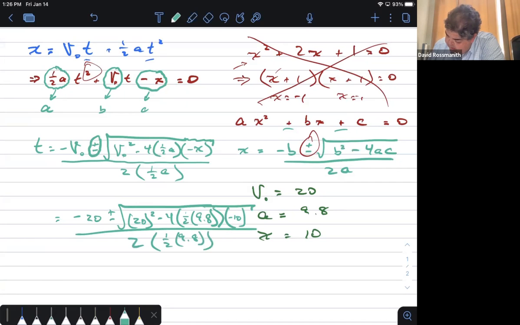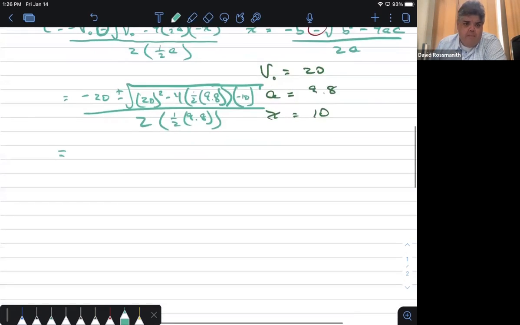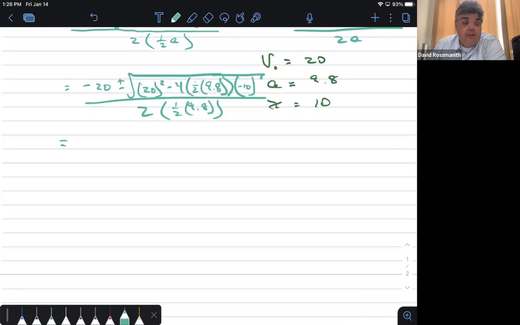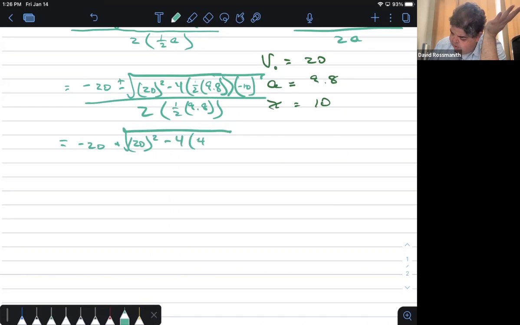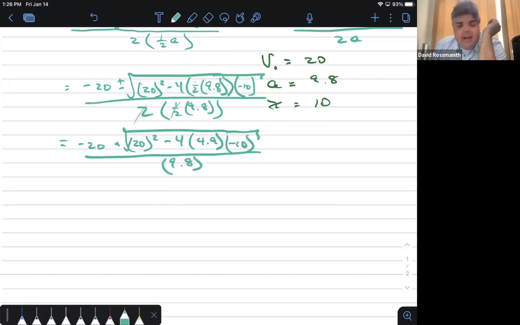All right. So what would I do to actually get this number? The plus or minus is always there. So really, I should write this twice. Once I'll do it for a plus. So I'll say, okay, minus 20 plus the square root of 20 squared minus 4 times 1/2 of 9.8, which is 4.9, I'll just put the number down, times negative 10. All divided by, notice the 2 and the 1/2 cancel, so there's just a 9.8 down here. If I were to get my calculator out, I'd plug all these numbers in. Bam, I'd have a number for that one.